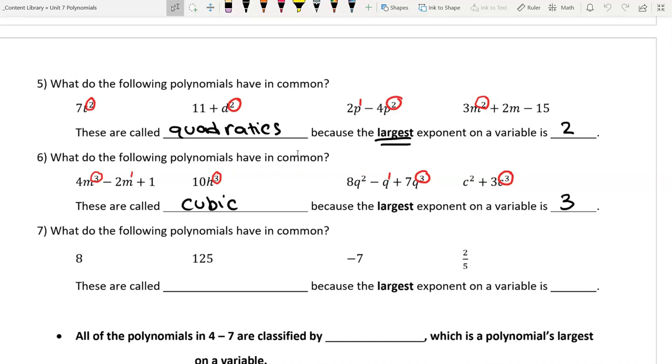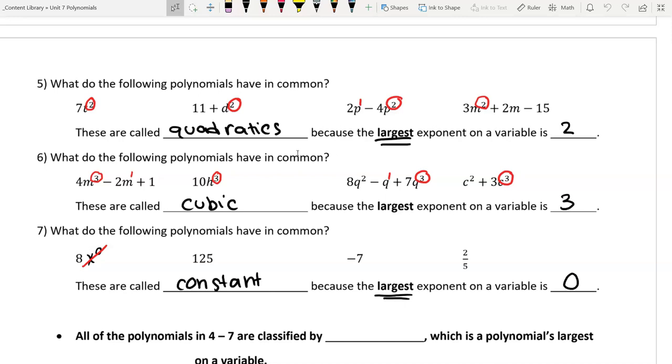So if there's no variable here, the largest exponent on that variable that's not there is 0. Technically you don't have to write this, but it's technically an x to the 0, which, as we've talked about in the past, is just 1. Since there's no variable, the exponent on that variable is 0, and this is called constant. It's because those are all just constant numbers, okay? So that is what those are called.